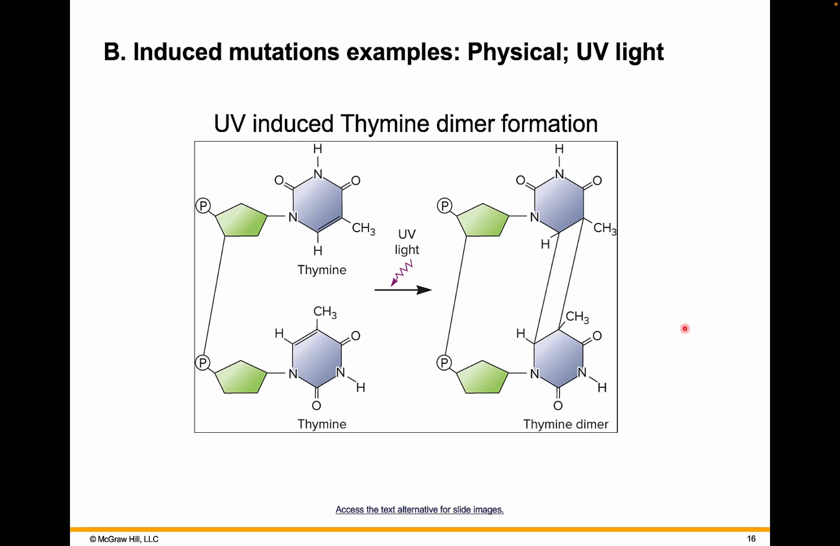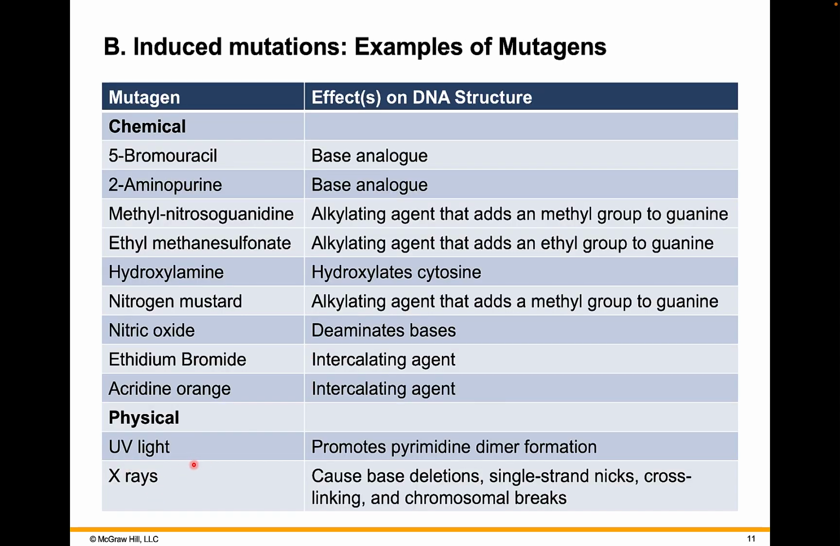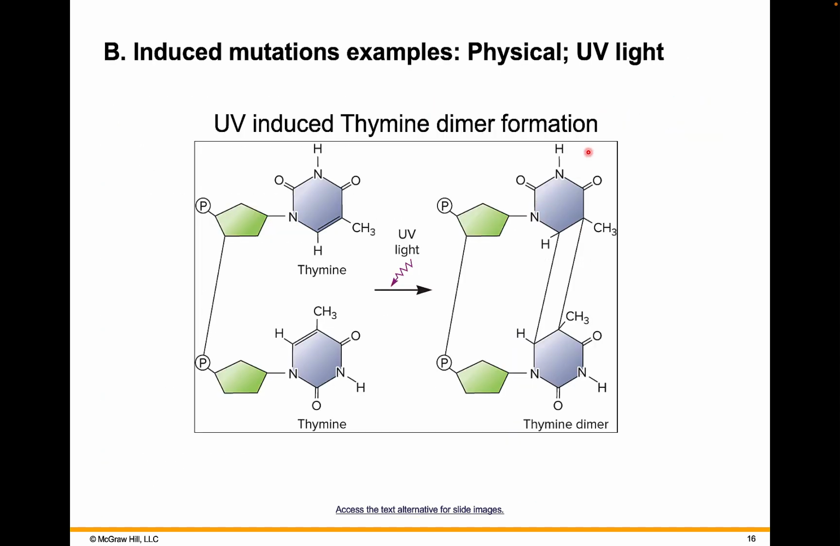After that, we are looking at induced mutation by a physical means, and the example is ultraviolet light. In the presence of ultraviolet light, a very unique reaction happens, a thymine dimer, a dicyclic thymine dimer that can be formed right here.